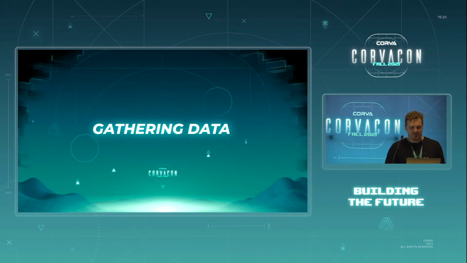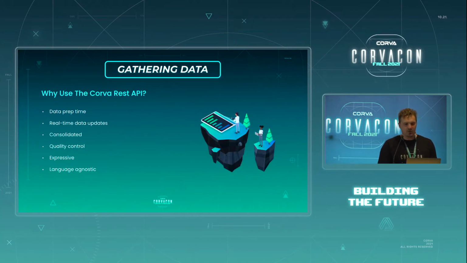So the first step is gathering data. We're going to gather data from Corva's REST API. You might be asking, why would we do that over, say, other data sources we might have available? Well, for starters, as Fod had previously mentioned in his presentation, by utilizing Corva's REST API, we're cutting down on our data prep time, as well as getting data from a consolidated data source.